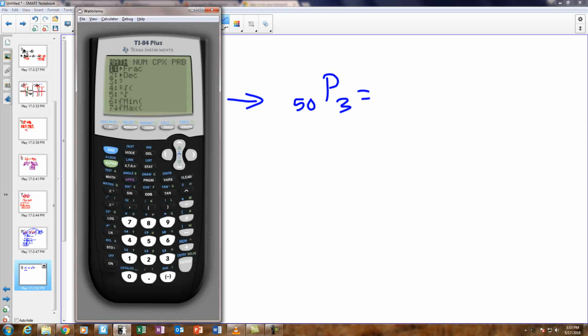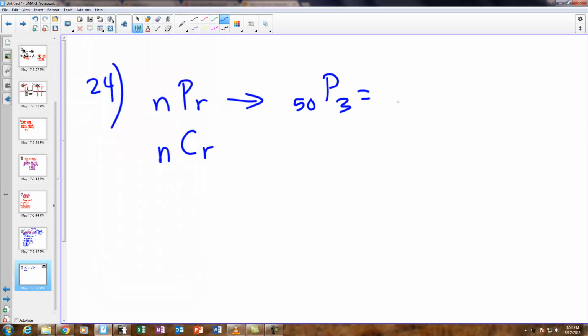Well, I'm going to start with my 50. Then I'm going to go find the NPR button, which is in the probability, and it's the second one down, NPR, and I'm choosing 3. Gives me 117,600.